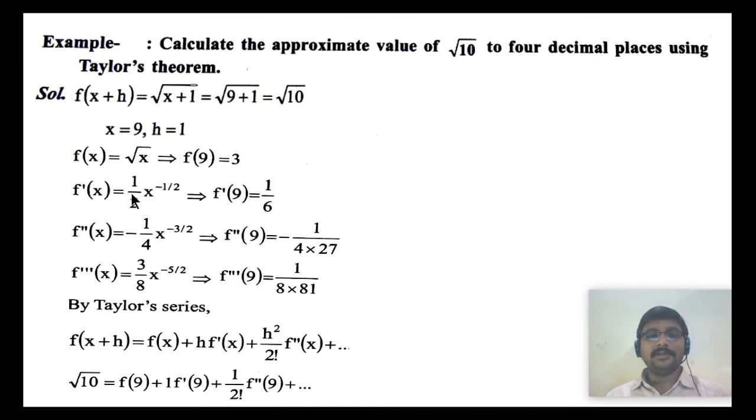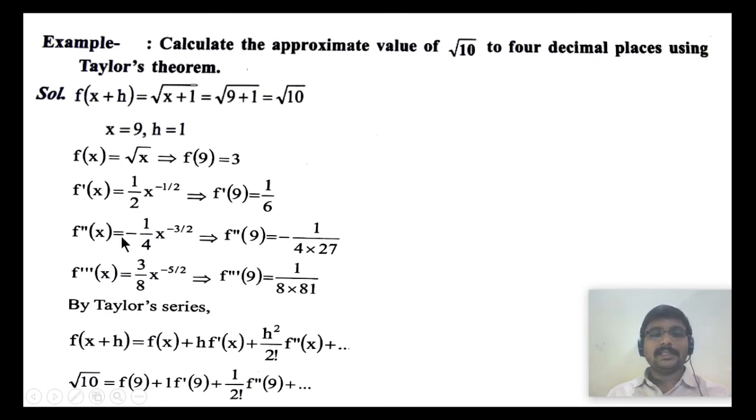The derivative of x power 1 by 2 is 1 by 2 into x power 1 by 2 minus 1, that is x power minus 1 by 2, which implies that f dash of 9, the functional value at the point 9, is 1 by 6, that is 9 power minus 1 by 2. But 9 can be written as 3 square whole power minus 1 by 2, the 2 gets cancelled, 3 power minus 1 is 1 by 3, already we have 1 by 2, half into 1 by 3 is 1 by 6. So this is the value of f dash of 9.